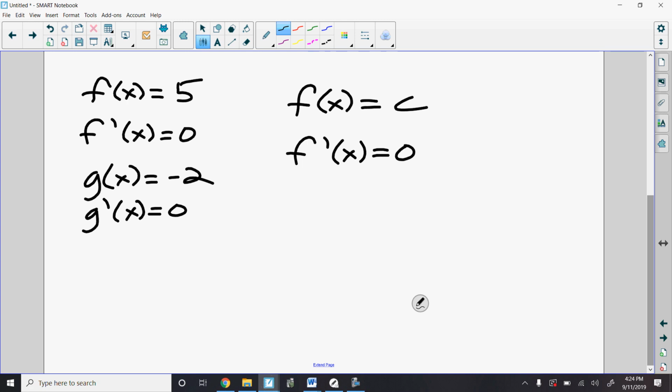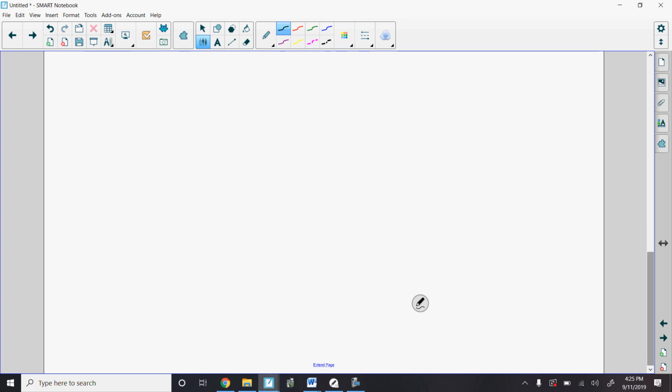All right, now for the power rule. Okay, here's the big piece. What about polynomials? We know linear, we know constants. What about polynomials? Well, you may have seen this pattern. This is called the power rule.